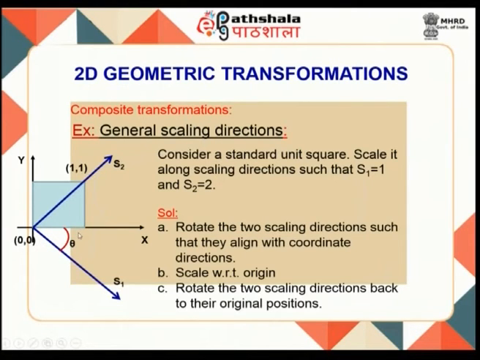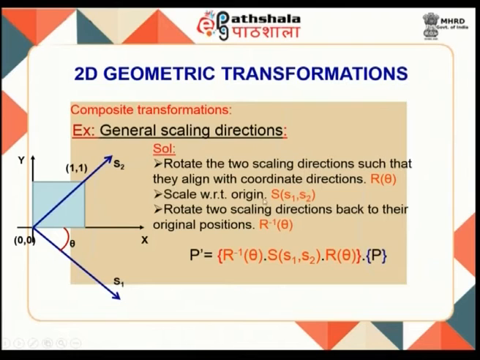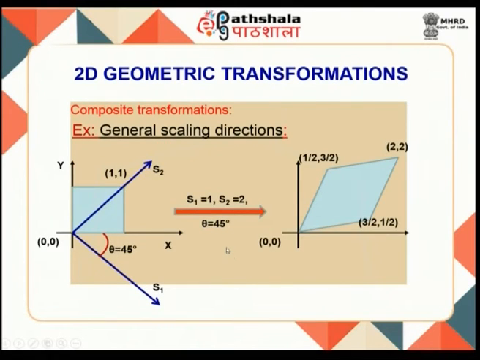The first step is to rotate the two scaling directions such that they align with the coordinate directions, that is S 1 aligns with x and S 2 aligns with y. The second step is to perform ordinary scaling with respect to the origin, and the third step is to rotate back. So, a rotation, a scaling, and then an inverse rotation. The steps are shown here: R of theta, S of S 1 comma S 2, and R inverse of theta. That is shown here in the notation.